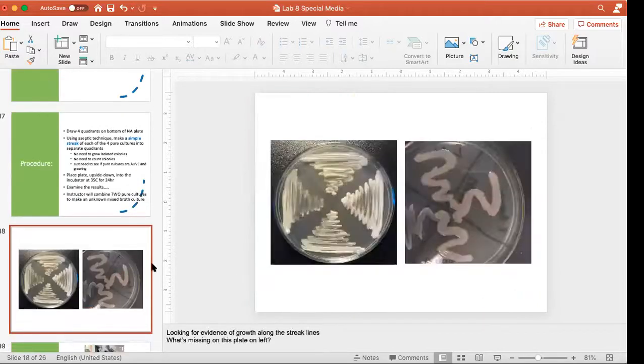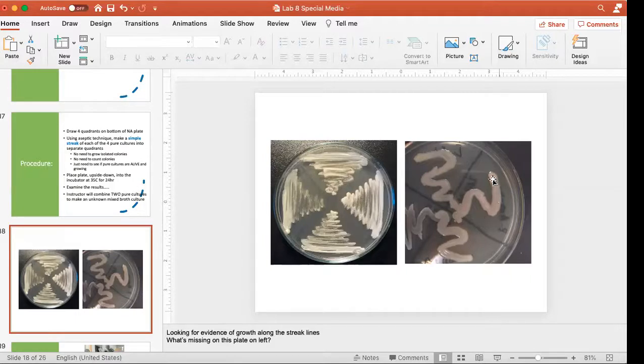This is what the plate looked like when I took it out. Now I have 2 plates here. I didn't actually make these 2 plates. Students made these 2 plates. I just took pictures of them. But you can see I've got a nutrient agar plate here. You can just make out that the student drew lines across the bottom of the plate. And then the student took 1 culture at a time and just streaked cells onto the plate, 1 from each culture, each of the 4 cultures.